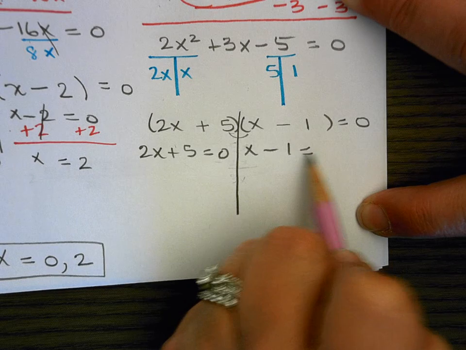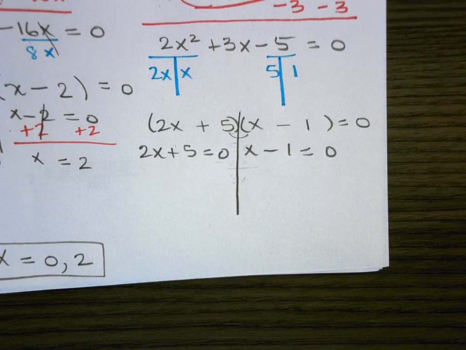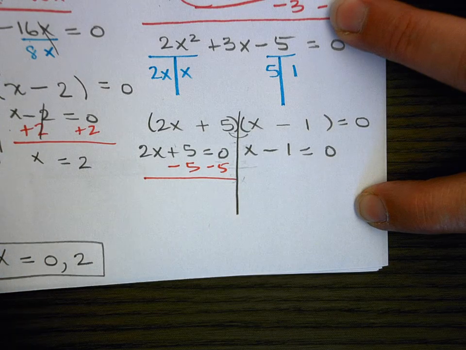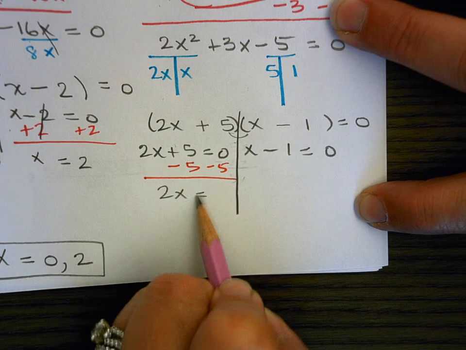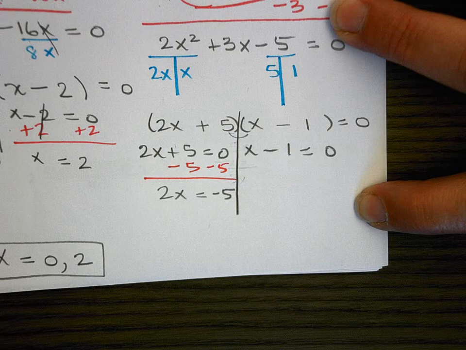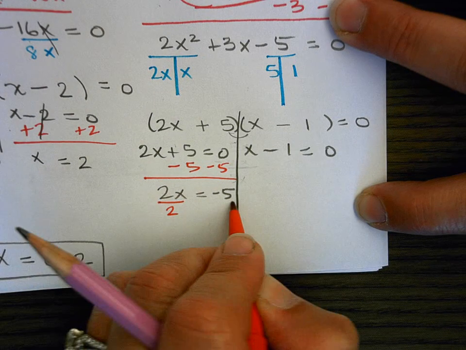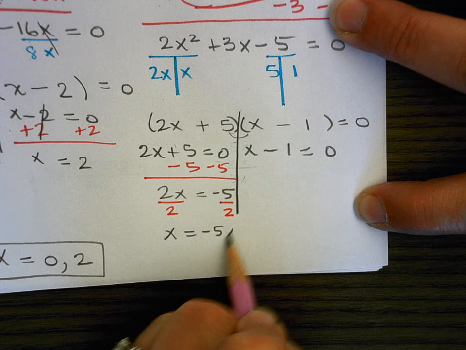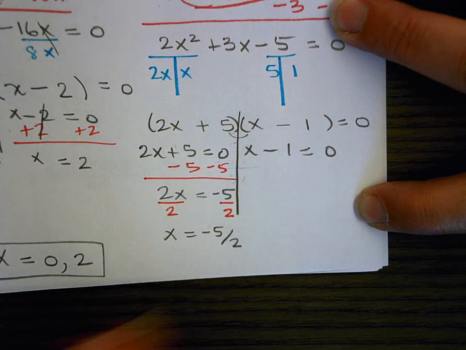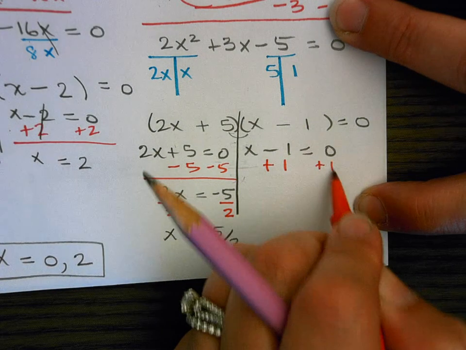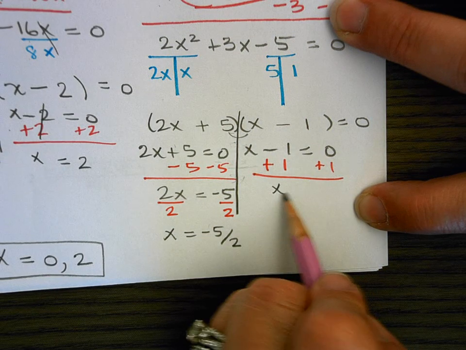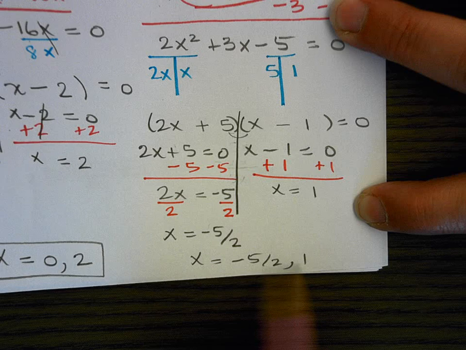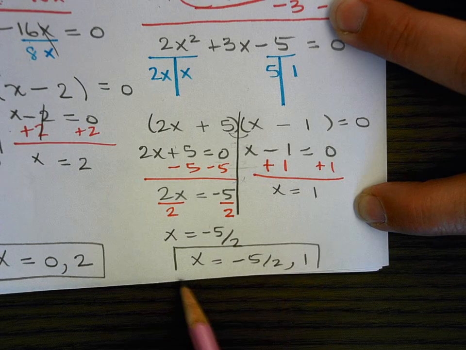And then solve that. So then I'm going to subtract 5. So I will get 2x equals negative 5. And then divide by 2. And then on this side here, I'm going to add 1. So then my two answers are negative 5/2 and 1. And there you go. Okay?